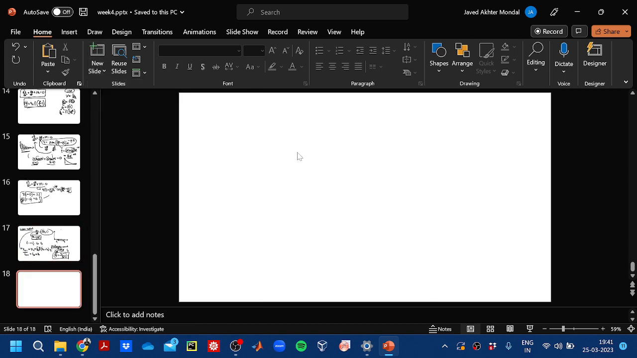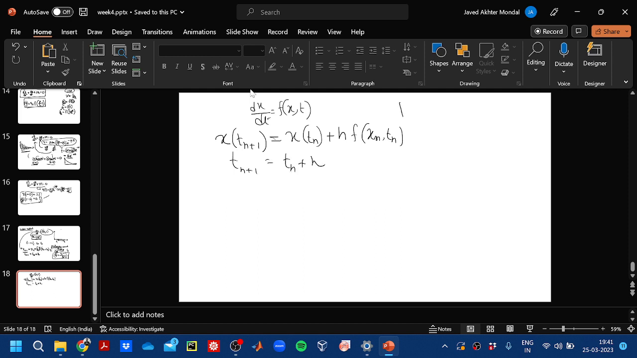So the gist, what is the gist? We have this equation dx/dt equal to f of x, t. Then x at t n plus 1 we can write this way: x at t n plus 1 will be equal to x at t n plus h f at x n, t n, and t n plus 1 will be t n plus h. So let us look at one example first.